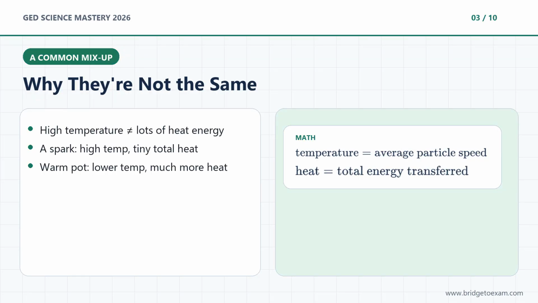Let's make the difference crystal clear, because the GED loves to test it. Imagine a tiny spark in a huge pot of warm water. The spark can have a very high temperature. Its few particles move incredibly fast, but it holds very little total heat energy. The warm pot has a lower temperature, but far more total heat because it has so many particles. So a high temperature does not always mean a lot of heat. Temperature is the average speed of the particles. Heat is the total energy that actually transfers.